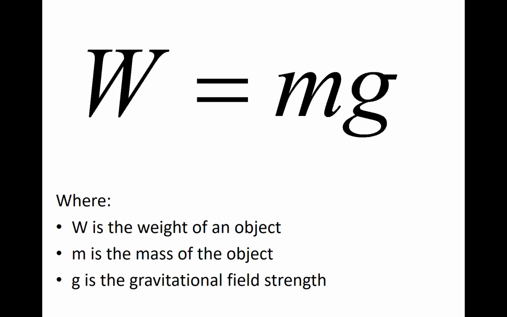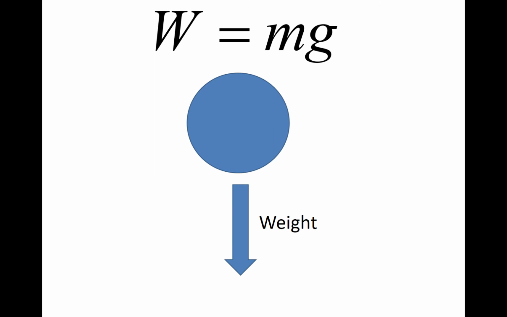So we'll start with the equation. The weight of an object is equal to its mass multiplied by the gravitational field strength. So, if we have an object that is only affected by gravity, the only relevant force will be its weight.